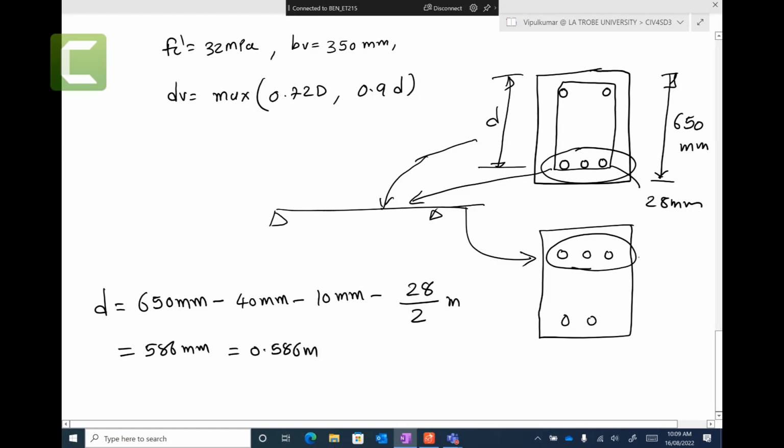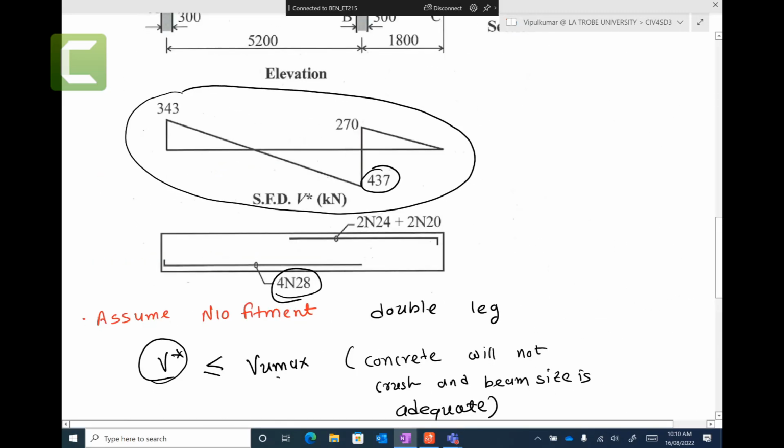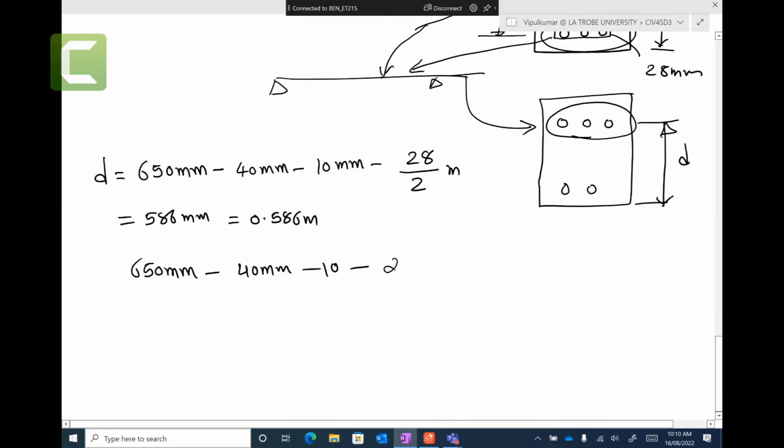Now someone might say, okay, we might get a different value for this small d on the other part, because you have 650, take away 40 again, take away 10, and here instead of 28 we have 24 and 20. Yeah, so probably this is 20 divided by 2. So 650 take away 40 is 610, take away about 20, so about 590.